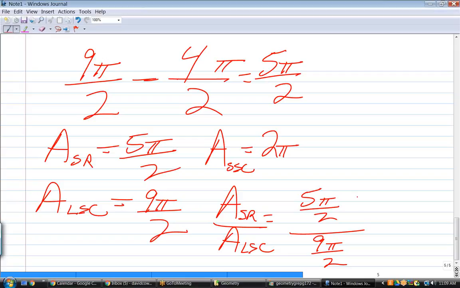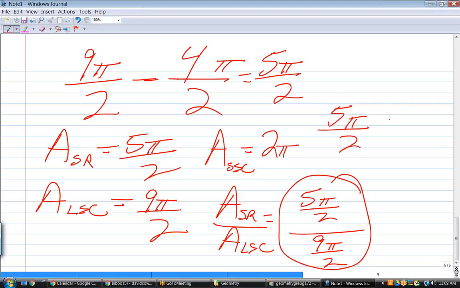So you do 5 pi over 2 times 2 over 9 pi. Make sure you do the reciprocal. It's not 2 pi over 9, it's 2 over 9 pi, my bad. That's the reciprocal. You have to reciprocate everything, both the numerator and the denominator. Which is nice because now the pi's cancel, and the 2's cancel. And our ratio is 5 ninths.